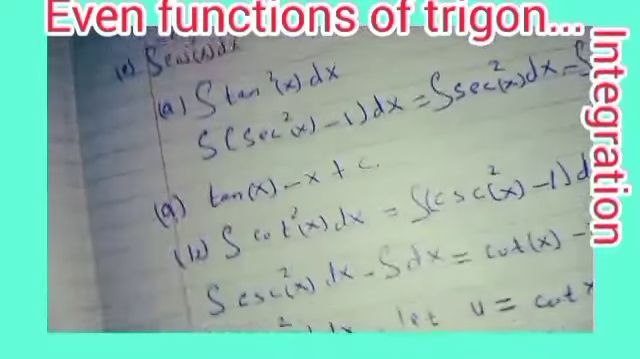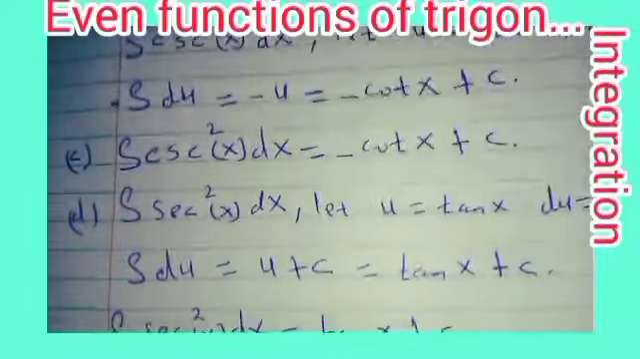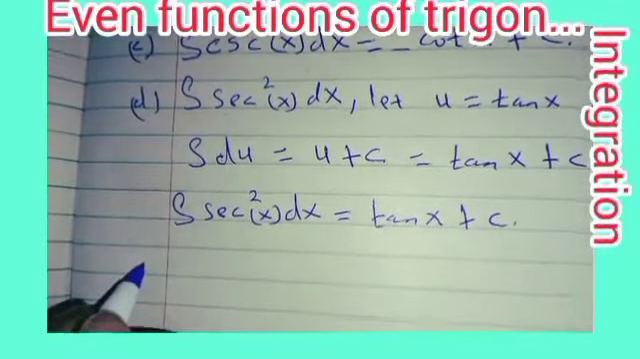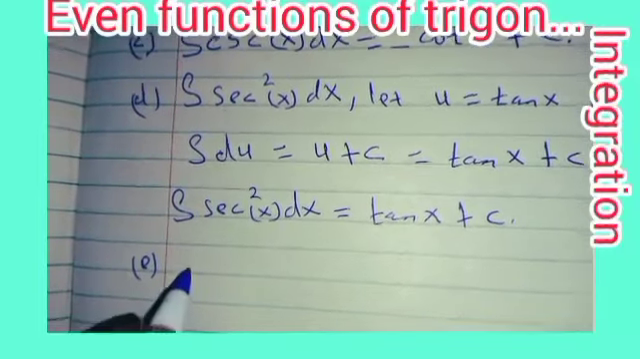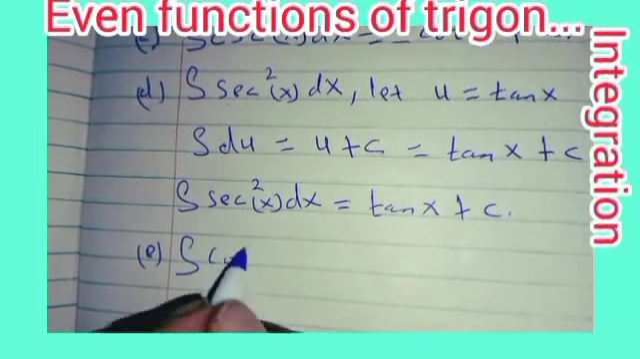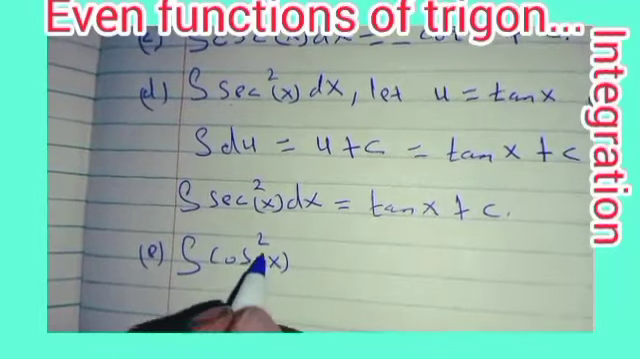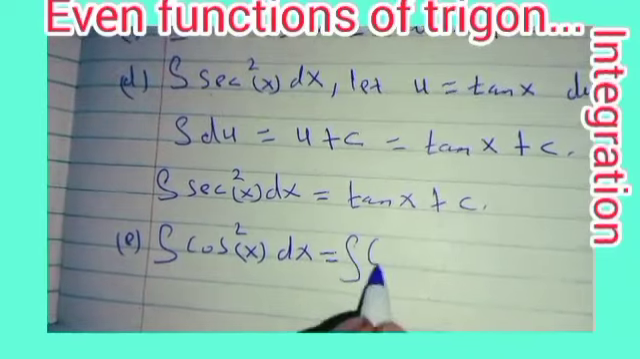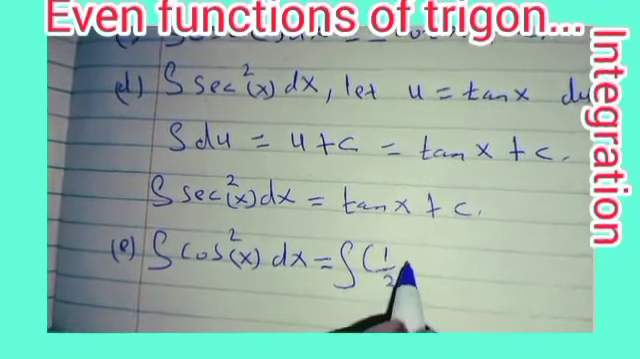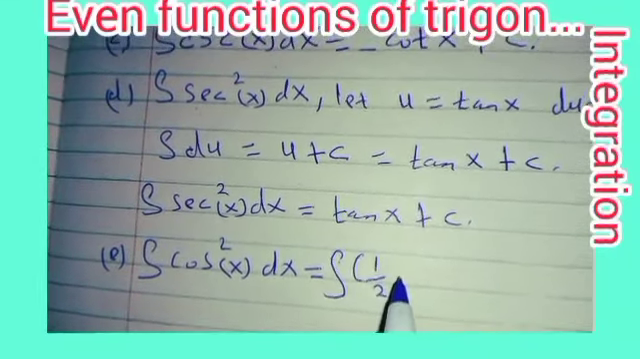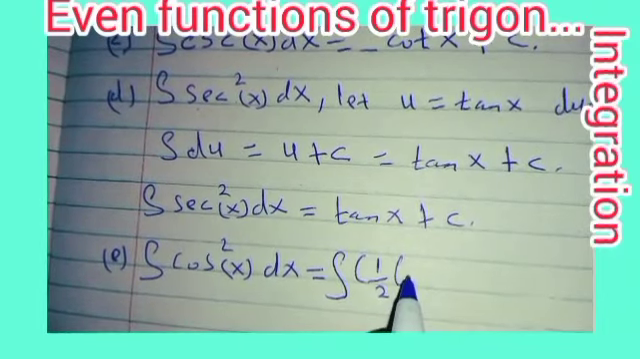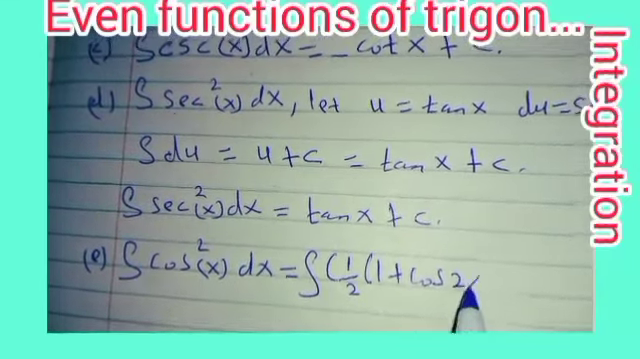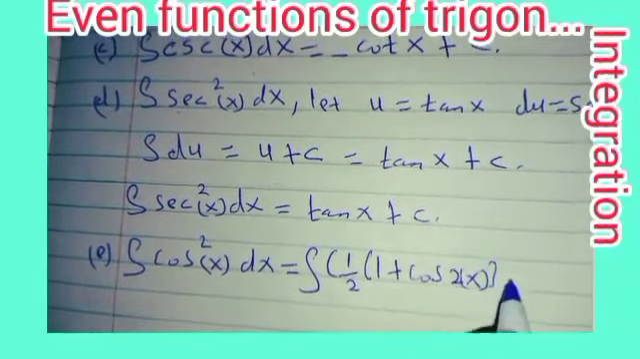And finally we go to number E. We are to integrate cos squared of x dx. Here we are going to make use of this identity: half into bracket 1 plus cos of 2x dx.